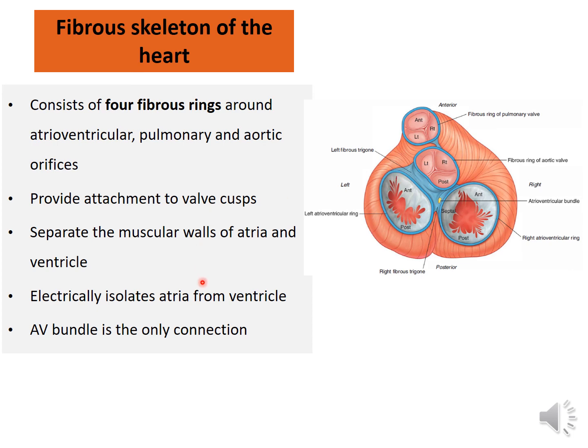That is the reason both atria and ventricles are electrically isolated, and the only electrical connection between your atria and ventricle is your AV bundle. So this is about the fibrous skeleton of the heart.